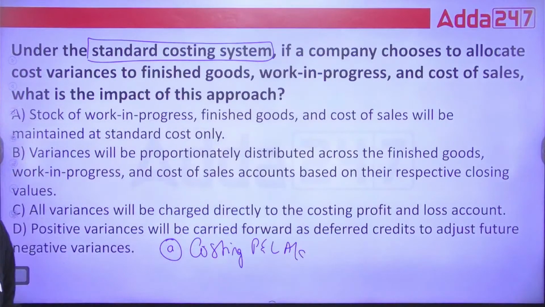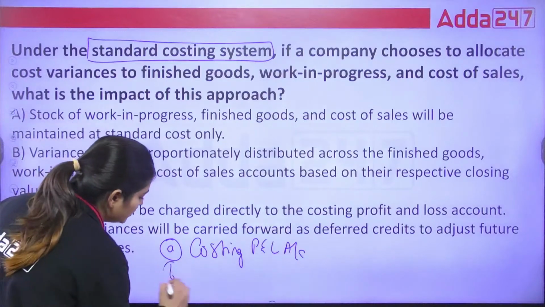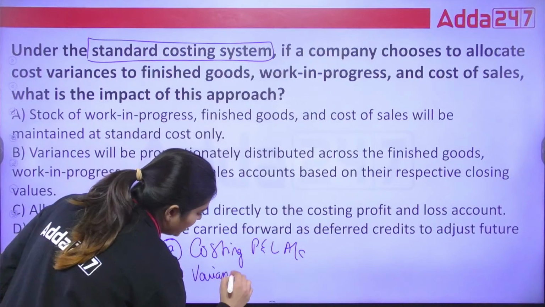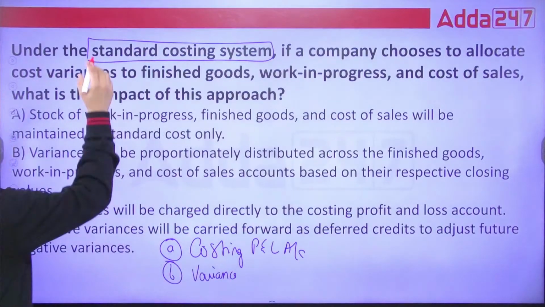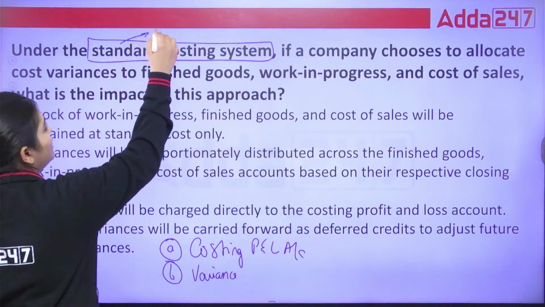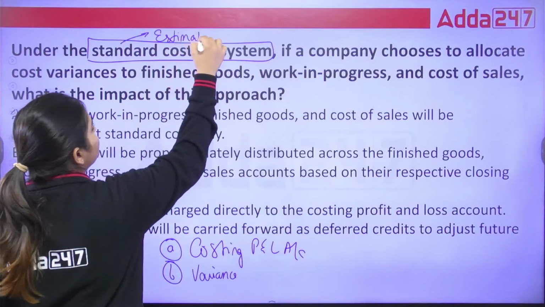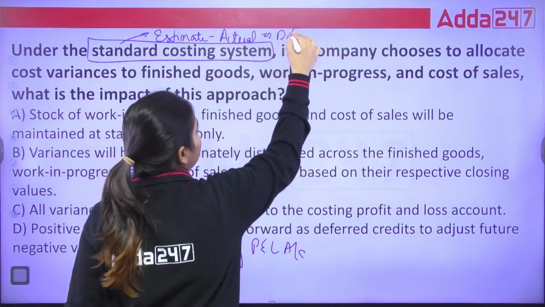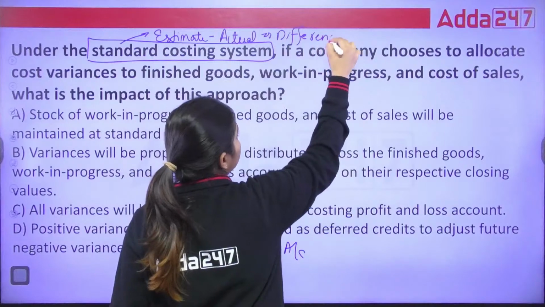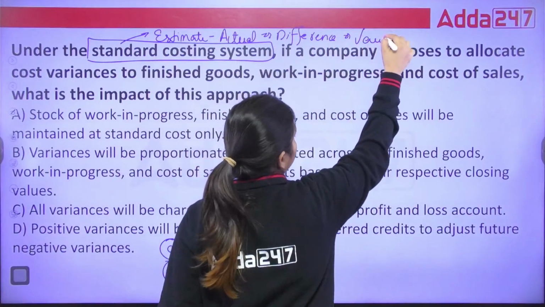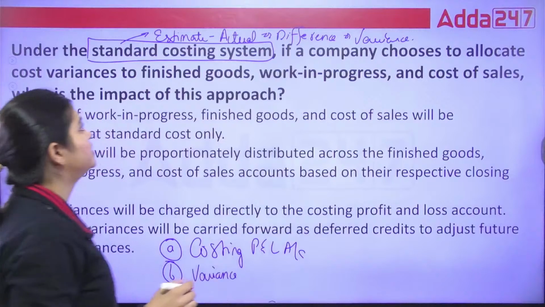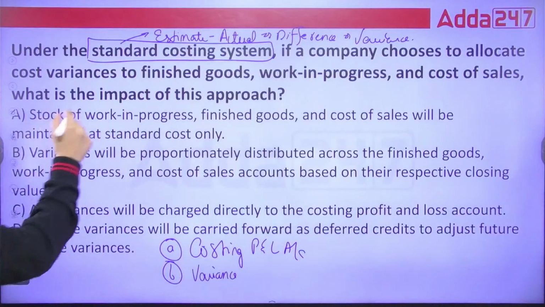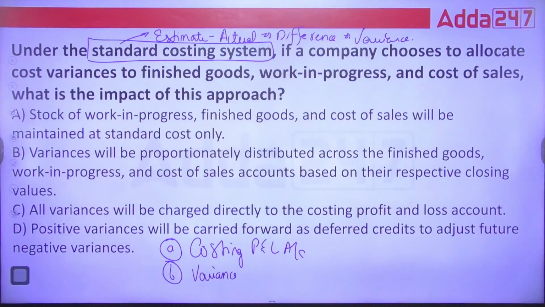First you can do this. Second treatment, you can show whatever variance you are getting. And how to calculate variance? We calculate this variance whenever you subtract the estimate from the actual, you get the difference, and in costing this difference is known as variance. Under costing, the difference from estimate to actual is variance.